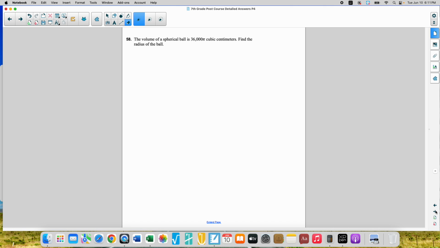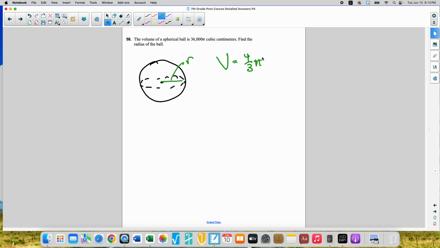Let's move on. The volume of a spherical ball, so of a sphere, is 36,000 pi cubic meters. Find the radius of the ball. They want to know what the radius is. The volume of a sphere is 4/3 pi r cubed. We're going to plug in 36,000 pi for the volume, which makes this problem a whole lot easier. 36,000 pi equals 4/3 pi r cubed.